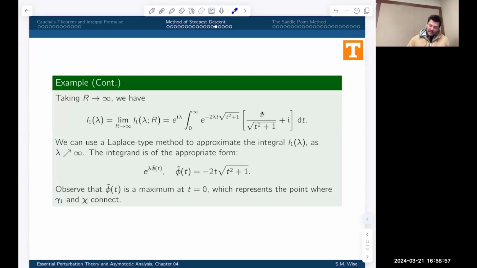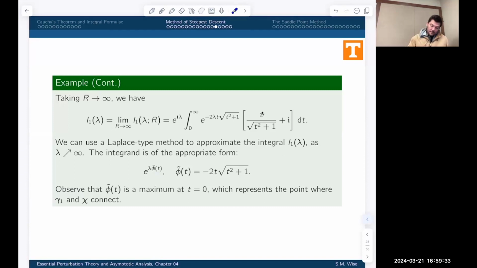Now we want to use Laplace type methods to deal with this integrand, keeping in mind that as lambda gets larger and larger, we should be able to obtain an asymptotic expansion. All right, now the integrand is of an appropriate form for using Laplace's method. Remember, it has to be e to the lambda times something which is essentially a negative function.